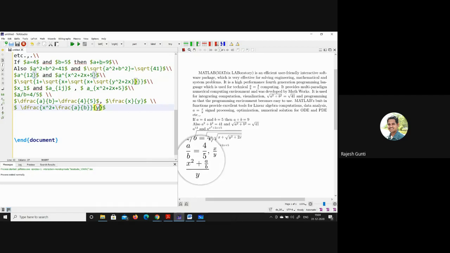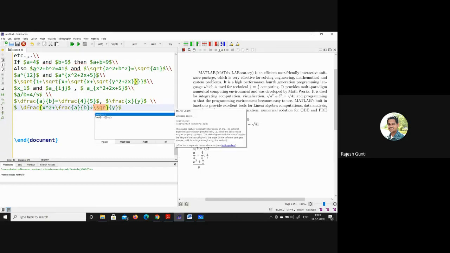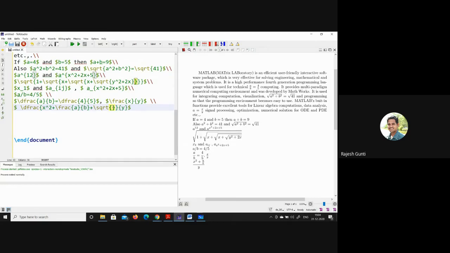So if you want to type any complicated expression like this in the numerator, for example, one more thing I want to type: sqrt of some sqrt of some. I'm not considering any differentials and all that. Automatically, space will be adjusted for the numerator and denominator.